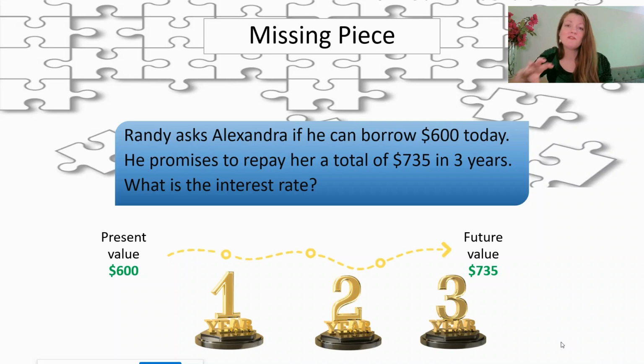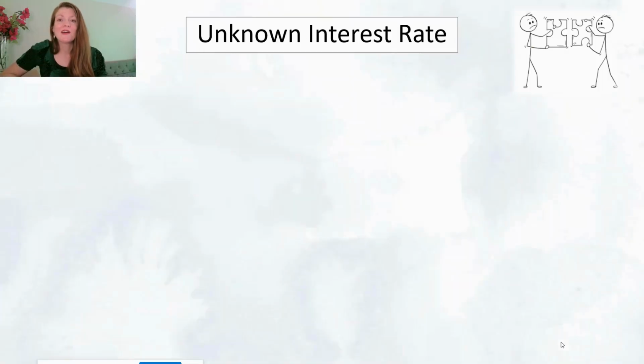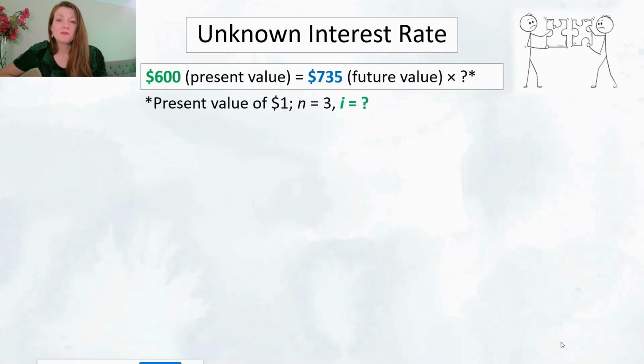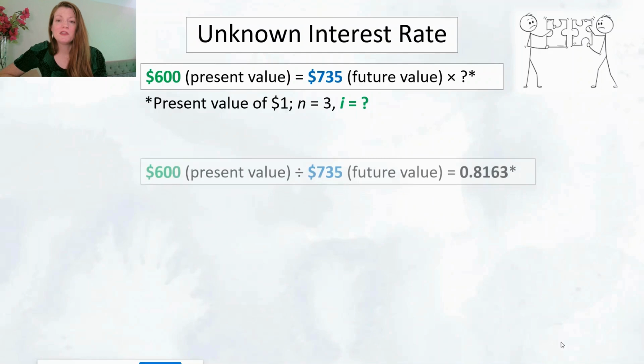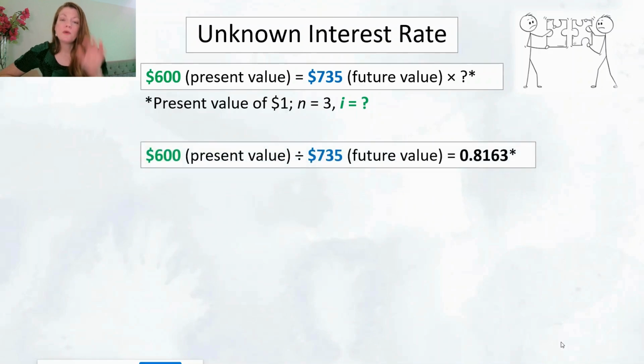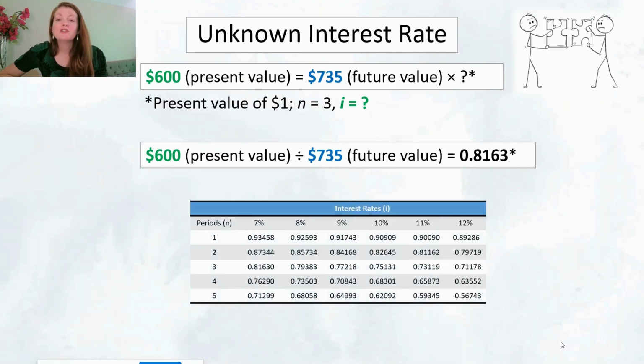So we're going to take all the information we have and utilize it to find the interest rate using one of our handy dandy charts. So the unknown interest rate, we've got the present value, we know the future value, we know the number of years. So what we want to do is take the present value divided by the future value, and that gives us a factor. So that factor is then going to be plugged into our present value chart.